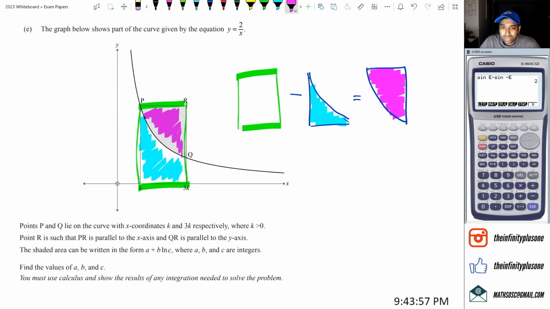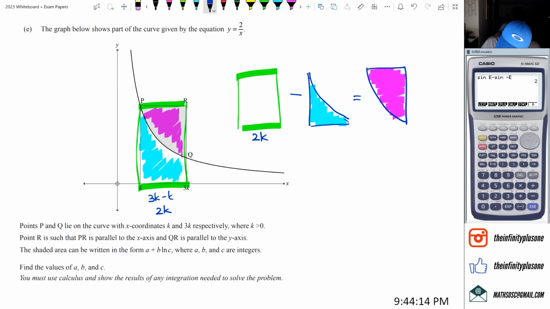So we've got to find two things here and then kind of work it through. Now let's actually look at the rectangle first. Rectangle, we know that the base is 3k minus k, which equals 2k. Nice, that's easy to figure out.